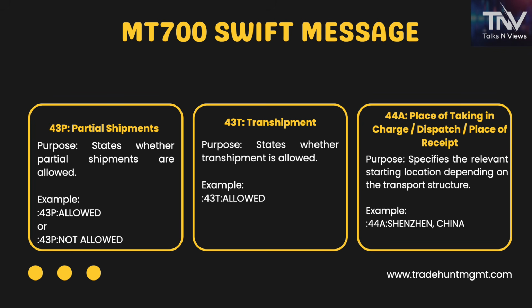Example. Field 43T allowed. Simple meaning, can the goods be transferred from one means of transport to another during transportation? Field 44A, place of taking in charge/dispatch/place of receipt. Purpose of this field. Specifies the relevant starting location depending on the transport structure. Example. Field 44A, Shenzhen, China.